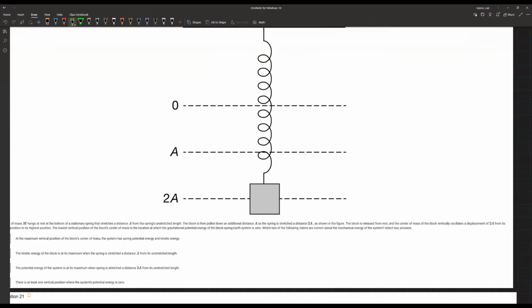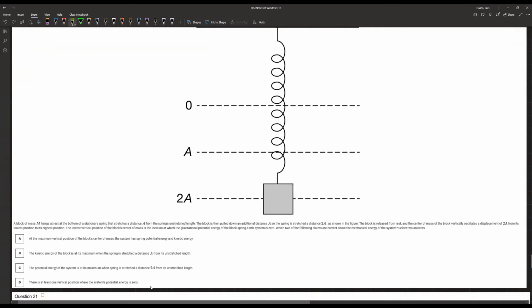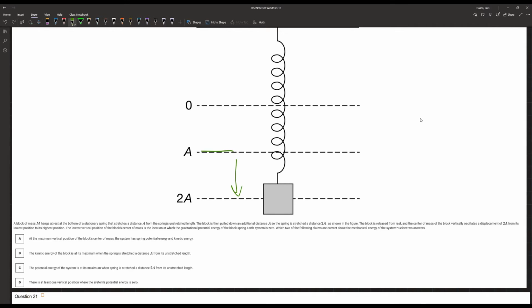Let's go ahead and scroll over to the side. A block of mass M hangs at rest from the bottom of a stationary spring that stretches to a distance A from the spring's unstretched length. The block is then pulled an additional distance A so that the spring is stretched a total distance of 2A as shown in the figure. The block is then released from rest and the center of mass of the block vertically oscillates at a displacement of 2A from its lowest position to its highest position. The lowest vertical position of the block's center of mass is the location at which gravitational potential energy of the block-spring-Earth system is 0.